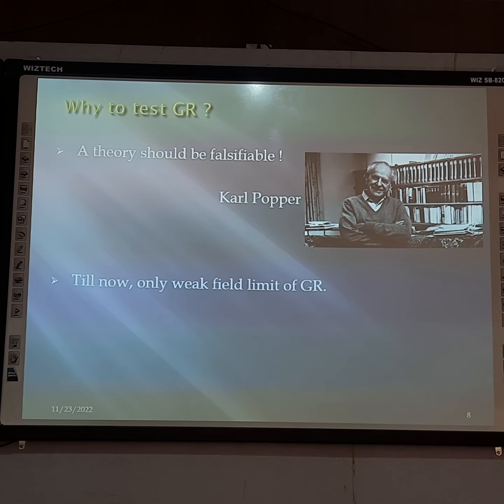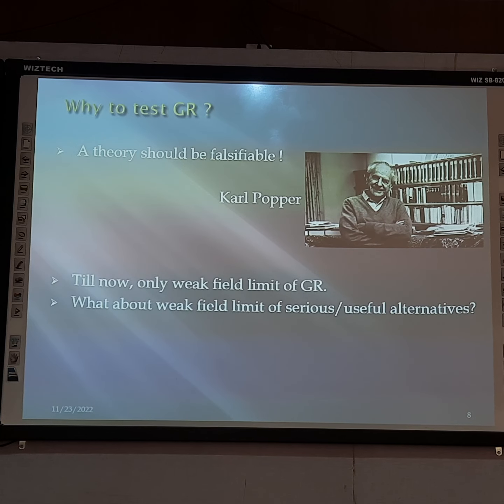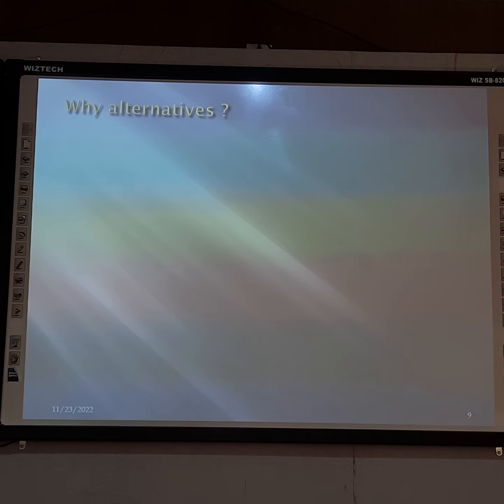Till now we have tested only in the weak-field limit of general relativity. Even at 120 AU, if we calculate the curvature, it is not at least of the order of 1. So it is still in the weak-field regime, but stronger than the solar system regime. What about the weak-field limit of serious and useful alternatives? That is the question I am asking in my work. So we have to be testing all these alternatives.